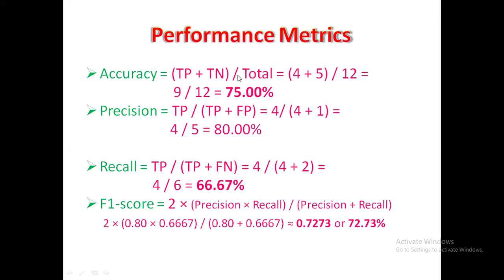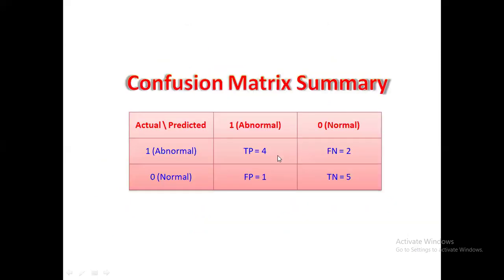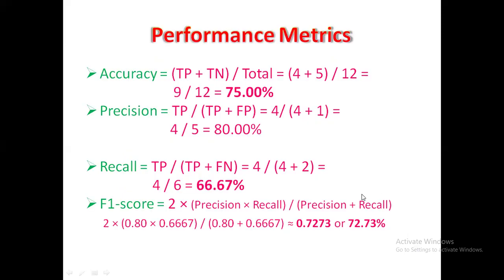In this case, the model correctly identified 4 true positive and 5 true negative values. So we have true positive 4 plus 5, divided by the total values. All the values we have to sum up: 4 plus 2 is 6, plus 1 is 7, plus 5 is 12. So 9 out of 12, if you put it as a percentage, you are getting 75%. The accuracy is 75%.